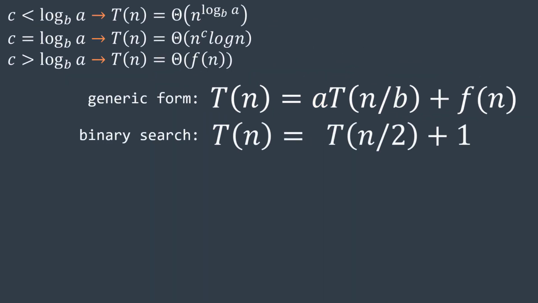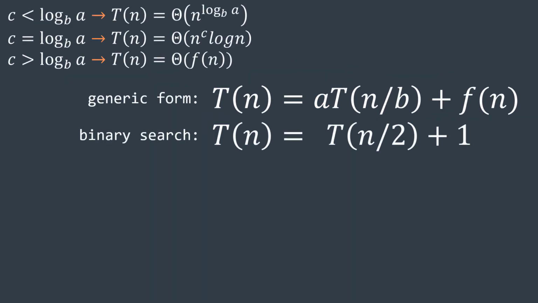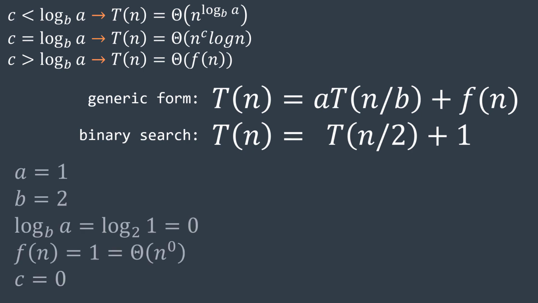Let's start with binary search. T(n) is equal to T(n/2) + 1. And we can write it as a × T(n/b) + f(n). Here a is 1 and b is 2. log_b(a) is log_2(1), which is 0. f(n) is 1, which is n^0, so c is equal to 0.